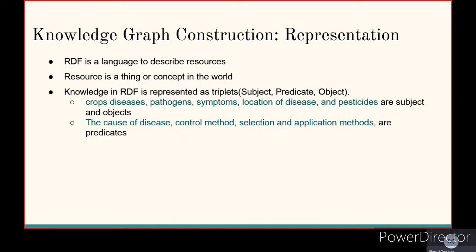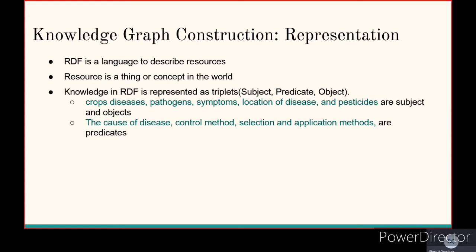Ontology of crop pests and crop diseases is a model of representing and organizing the knowledge in a formal and machine understandable way. So, RDF is a standard and widely used framework for knowledge representation. RDF is a language to describe resources. A resource is nothing but a concept or thing in the world.